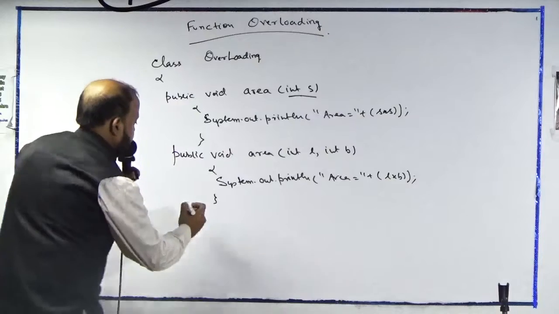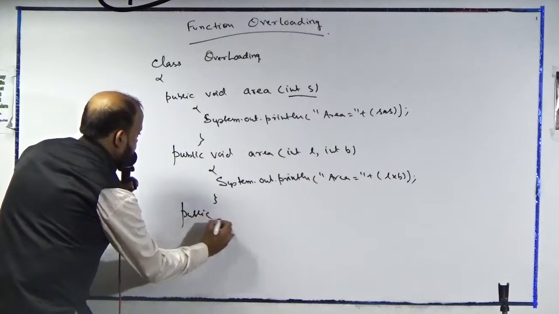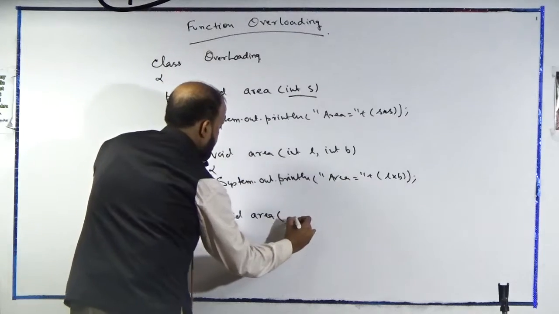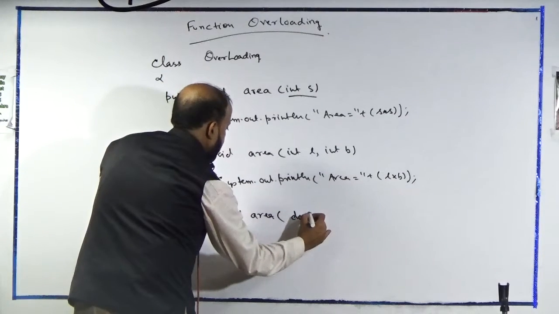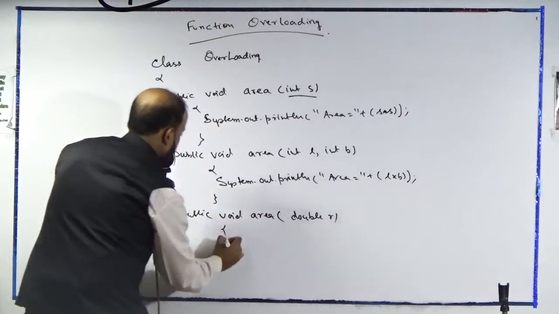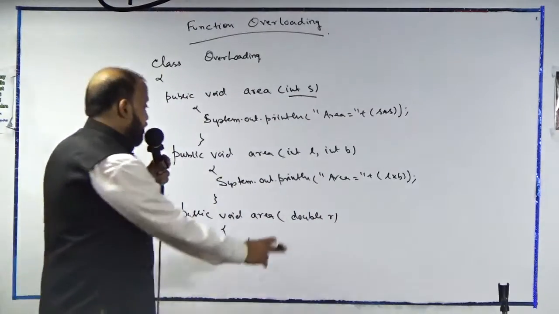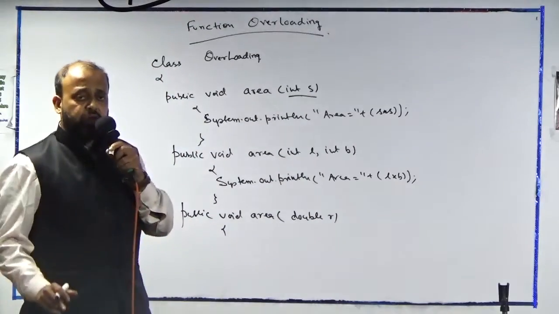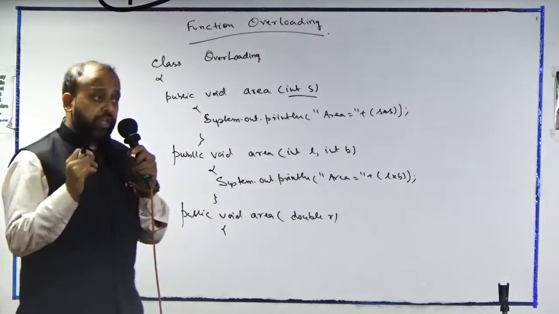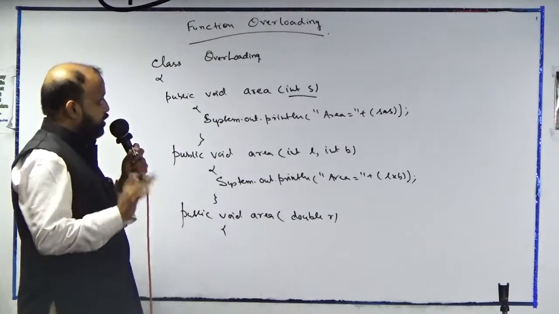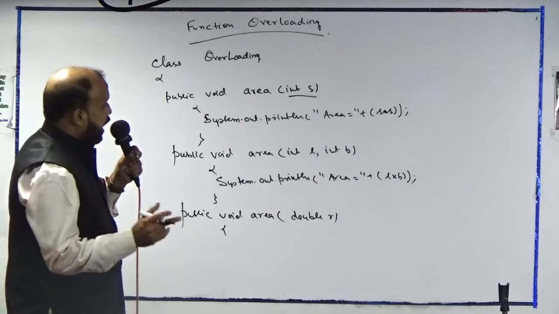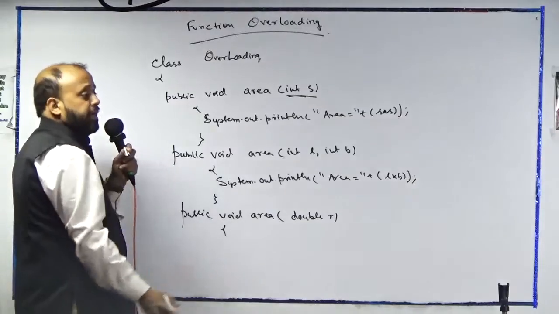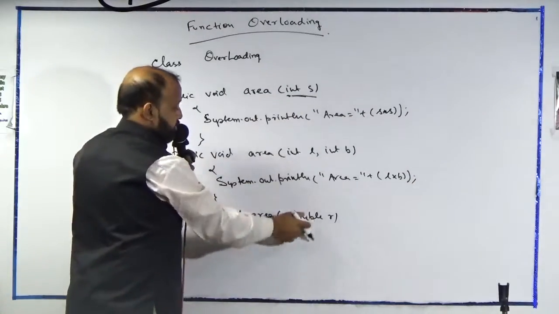Now, the third one will make your concept clearer. Public void area, here I am taking radius. Now I could have taken an integer. If I had taken an integer, then my concept would have been wrong, because we would have had two functions with the same argument, that is integer. So we have to differ. And how? Here one integer, here two integers, and here finally I have taken a double so that I can differ.